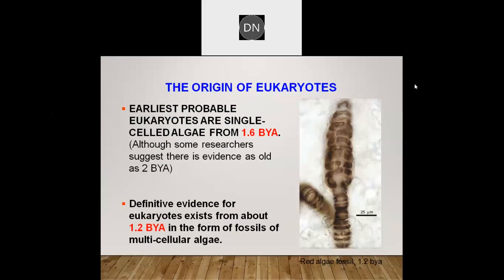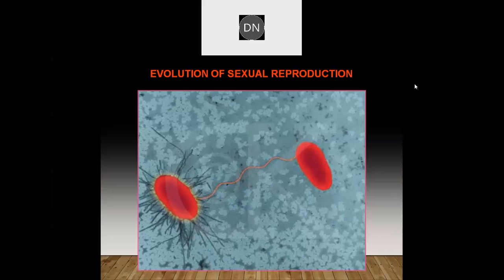Then, after a study of how many eukaryotes are found on Earth, the evolution state, the origin of eukaryotes: the earliest probable eukaryotes are single-celled algae. These were found 1.6 billion years ago. And definitive evidence for eukaryotes exists from about 1.2 billion years ago in the form of fossils of multicellular algae. Next slide.